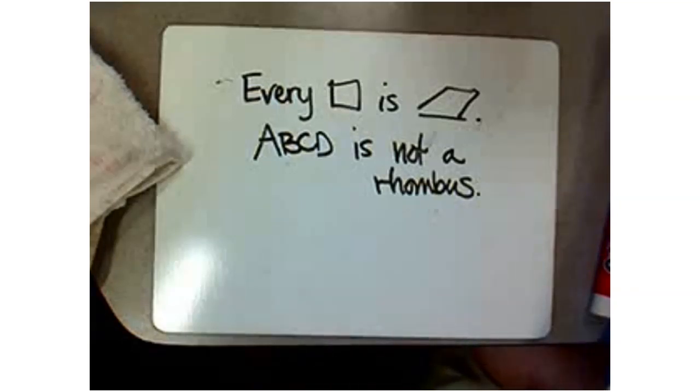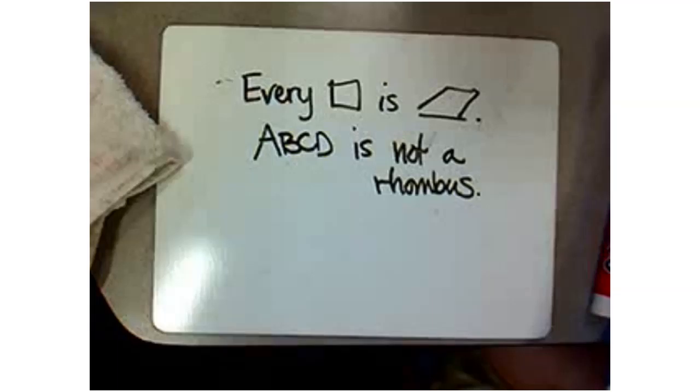All right. ABCD is a rectangle. Every square is a rhombus. Quadrilateral ABCD is not a rhombus. Well, it didn't really say specifically what. Quadrilateral ABCD is not a rhombus. So ABCD, could it be a rectangle? Meaning that every square is a rhombus, but every square could also be a rectangle. Yeah. Maybe. We don't know. Well, it's a little tricky there.